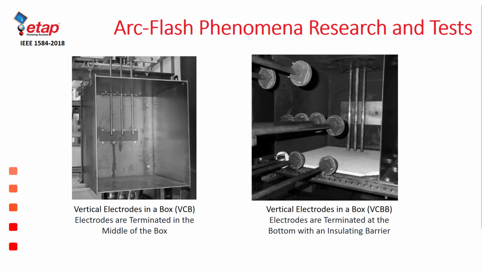The image at the right shows a similar configuration with vertical electrodes, but this time around, the electrodes are not open-tipped, but terminated very closely at the bottom with an insulating barrier. This electrode configuration, in my personal opinion, is perhaps the one that will influence the largest amount of calculation changes, since, as we will see in later slides, it is a very common configuration within actual equipment.